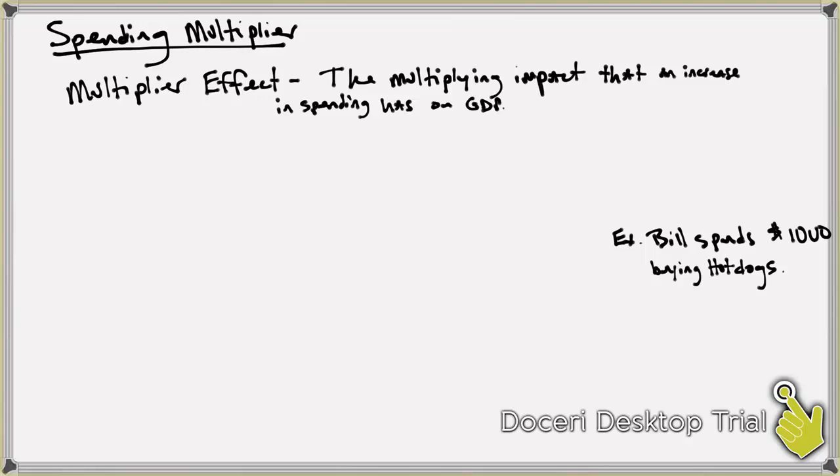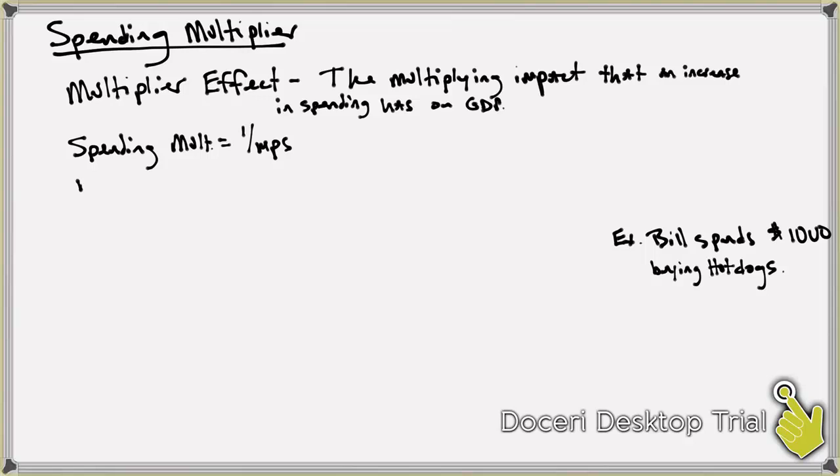But the idea of the spending multiplier or this multiplier effect is that when there's an increase in spending, like $1,000 in the economy, that money that is being spent is actually going to have a multiplying impact on increasing the GDP. And to be able to figure this out, we have to know what we call the spending multiplier. So mathematically, the spending multiplier is equal to 1 over MPS.